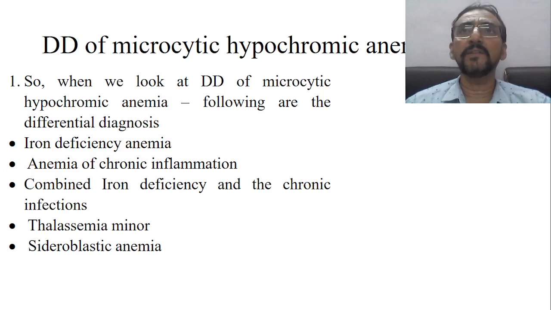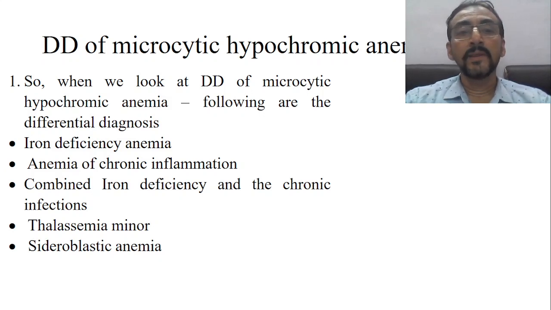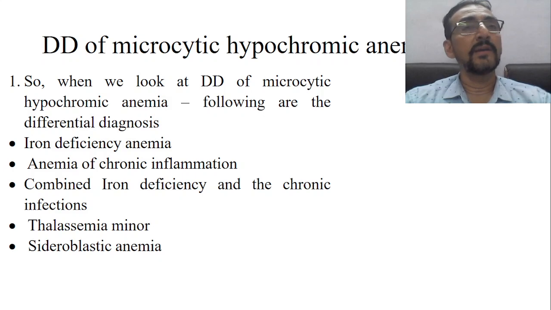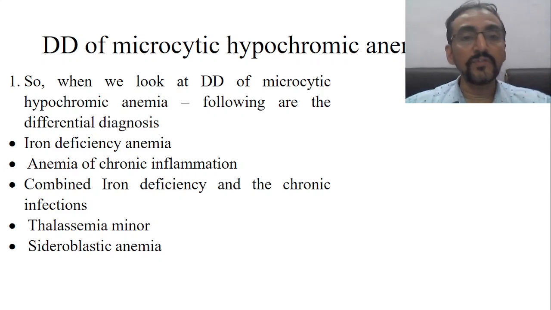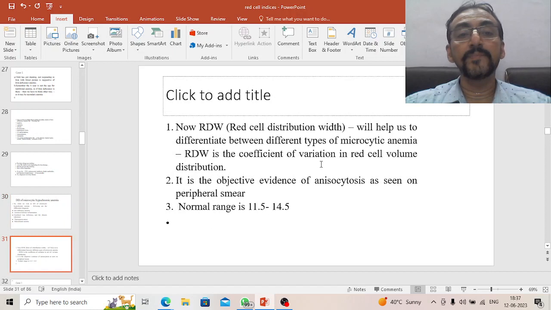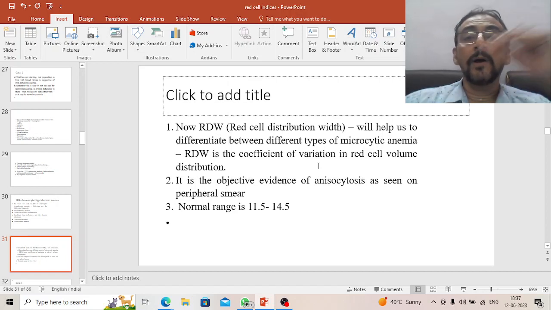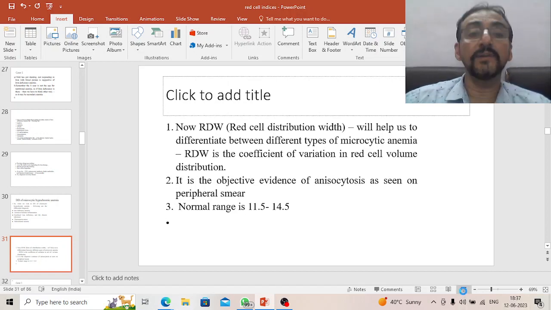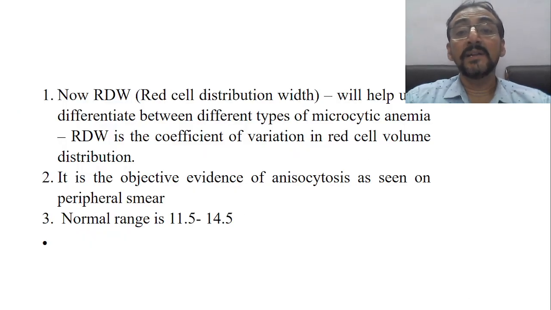Number one is iron deficiency anemia. Number two, any chronic inflammation, if any chronic inflammatory disease is going on, that may be there, or it may be there in iron deficiency and chronic infection both. Then thalassemia minor, and the last one is sideroblastic anemia. So now in this case, if you see the RDW, now comes the importance of RDW, red cell distribution width. Now the red cell distribution width is going to help us differentiate between the different types of microcytic anemia.